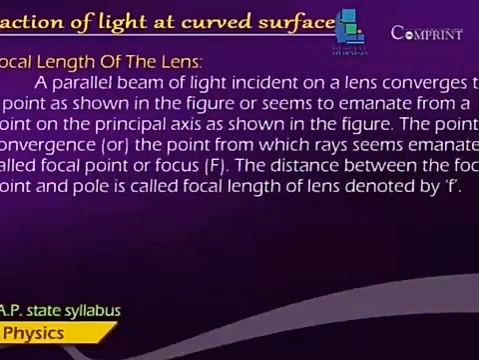Focal length of the lens. A parallel beam of light incident on a lens converges to a point as shown in the figure, or seems to emanate from a point on the principal axis as shown in the figure. The point of convergence, or the point from which rays seem to emanate, is called the focal point or focus. The distance between the focal point and pole is called the focal length of the lens, denoted by f.